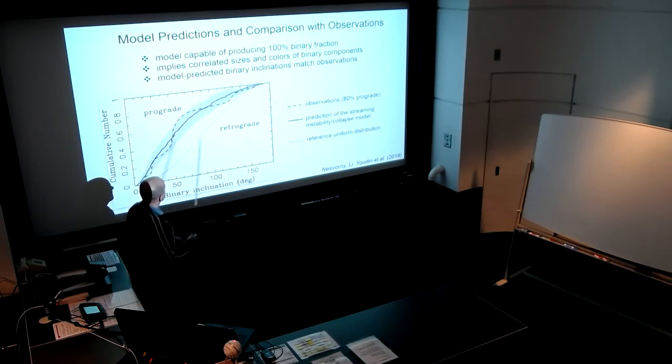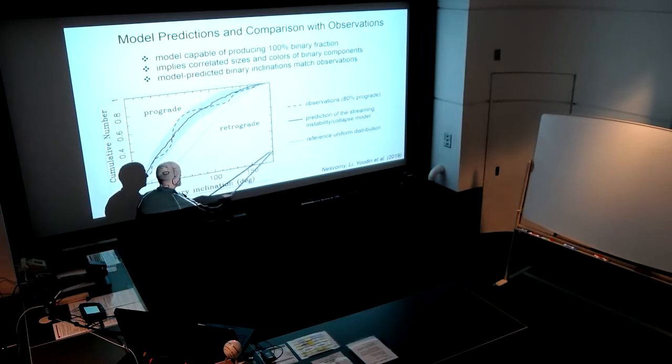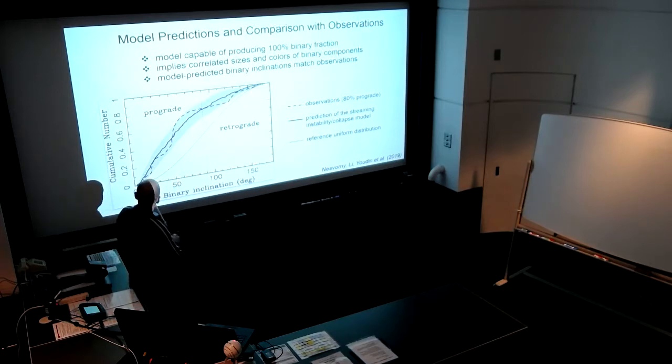So what I'm showing here is, again, the mutual orbit inclination of the binaries, but I plot it as a cumulative number. So prograde is here, retrograde is here, perfectly retrograde 180 degrees. And the dashed line is the observations. As I was saying, there's a 4-to-1 split in favor of prograde motion.